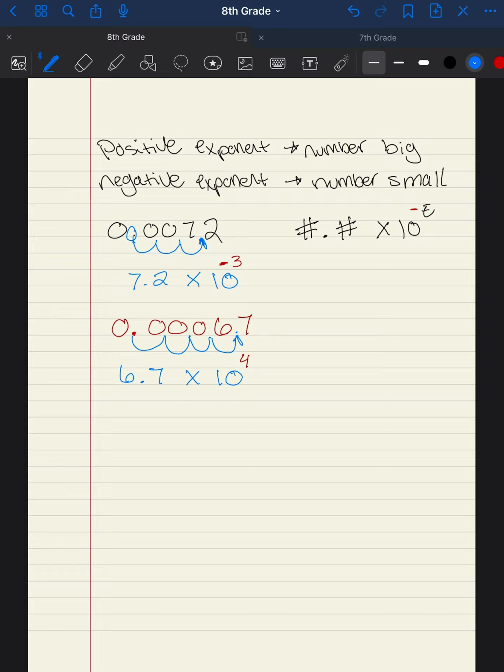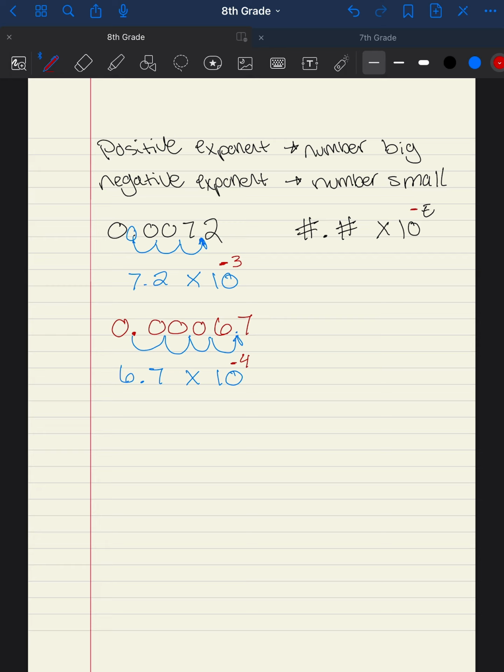Now, remember, which way did we go? Did we go left or did we go right? Is the number small or is the number big? You can ask yourselves these questions to know if it's going to be a positive or negative exponent. Our number is extremely small starting off. So, our exponent is going to be negative. Just remember that.